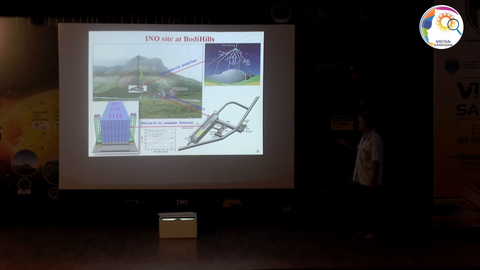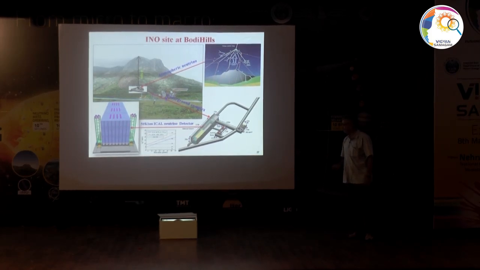As I mentioned, in the interactions many different particles will be produced. We have to screen out all the particles other than the neutrino, which is supposed to come in roughly 1.2 kilometers underground of this mountain. In this cavern, whatever will be there, this is the cavern where we will put our instrument. This cavern is roughly 100 meters by 30 meters, and here we will put our 50 kiloton detector.